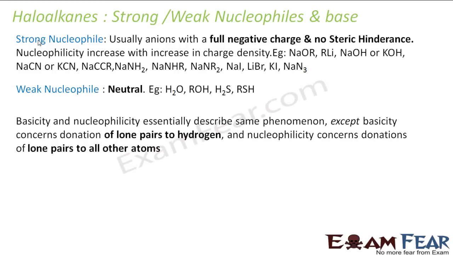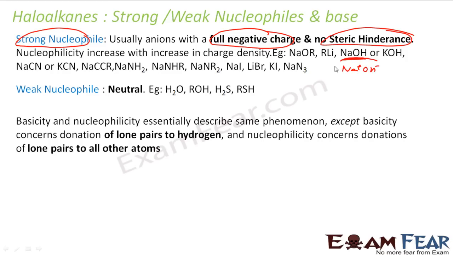Correct. So we'll talk a lot about strong nucleophile, weak base, strong base. Let's understand what are nucleophiles. If you see, the strong nucleophiles are generally the ones which have a full negative charge. If it has full negative charge and no steric hindrance, it will be a strong nucleophile. For example, OH minus, because NaOH is nothing but Na plus and OH minus. Similarly, KOH is nothing but OH minus. NaI is nothing but I minus. So these are all my strong nucleophiles.